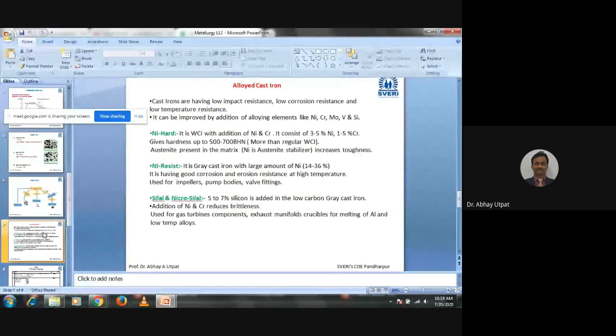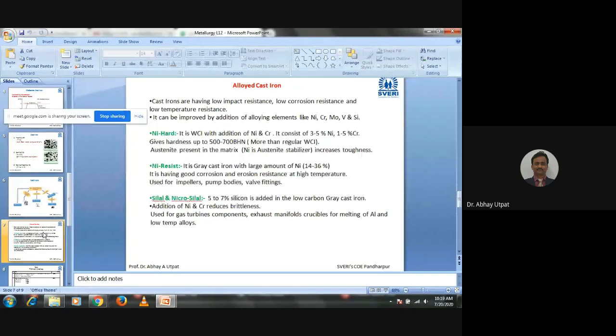If you take normal white cast iron, it has a hardness value of 400, 500 BHN. BHN long form is Brinell hardness number. We are going to see in the next session the meaning of the hardness measurement unit. So if you add these alloying elements, it gives further improved hardness.